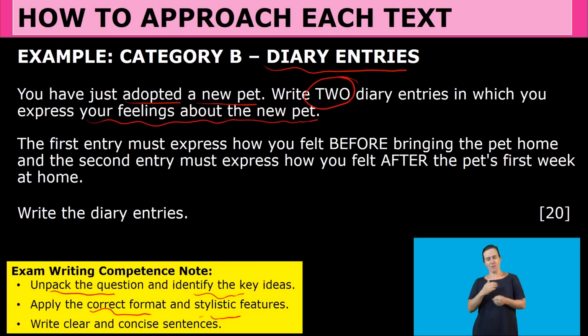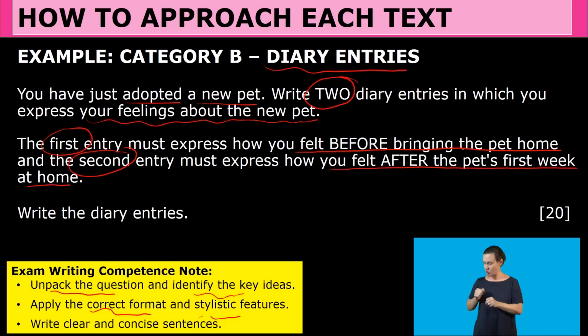Now, there are more specific instructions. Make sure you follow the instructions. The first entry must express how you felt before bringing the pet home. The second entry must express how you felt after the pet's first week at home. These guidelines are specific and you must follow them.